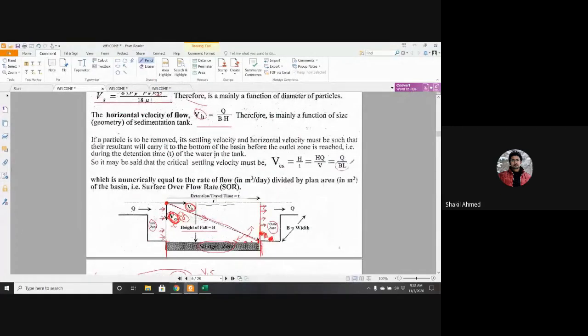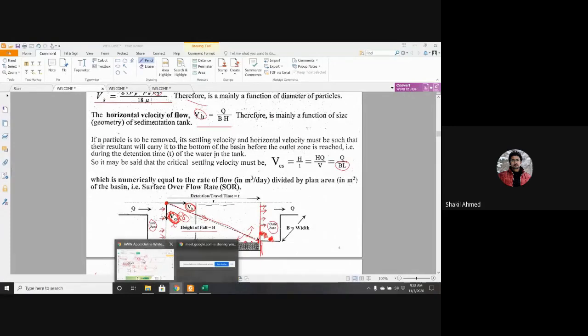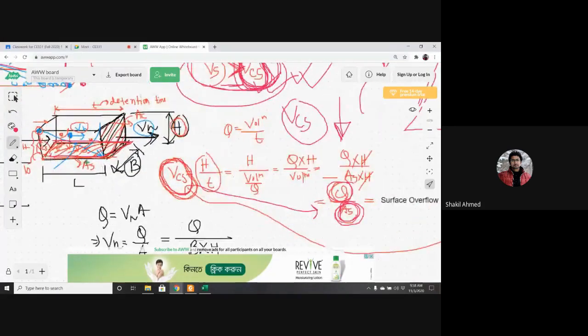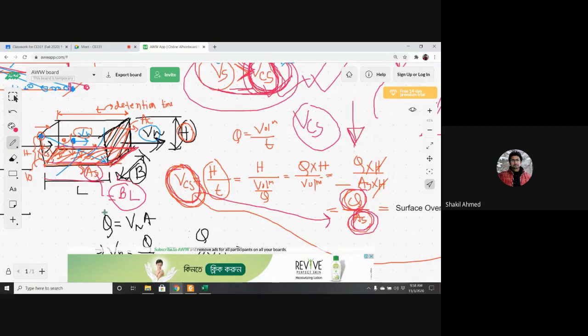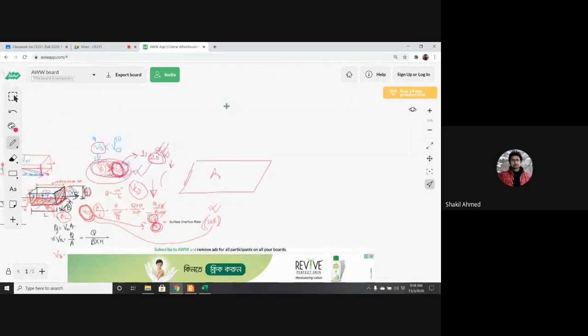B into L means surface area. As you can see, AS is surface area, L into B. So your objective is to increase the surface area either by increasing B or L or both. Now, how do you do this? Interestingly, listen, how do you do this?